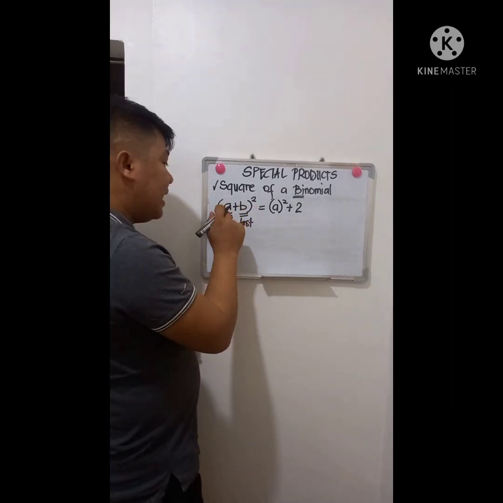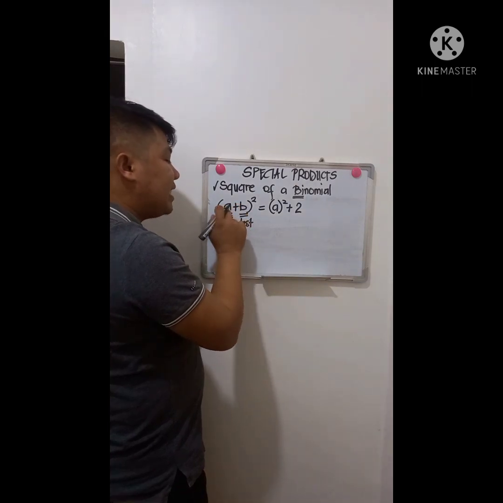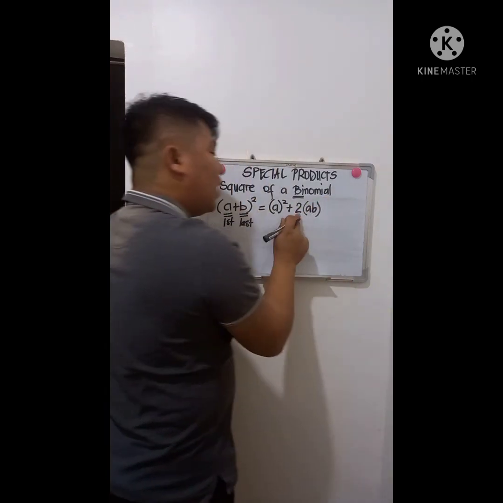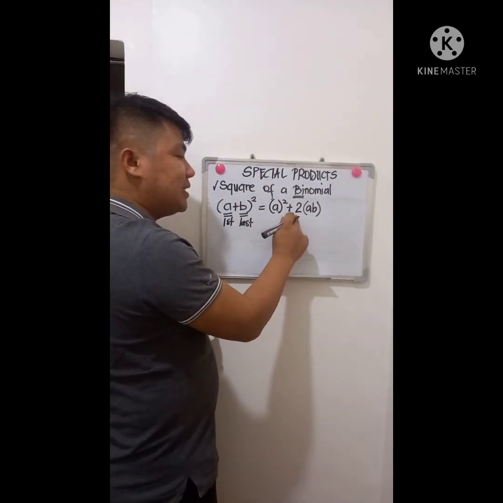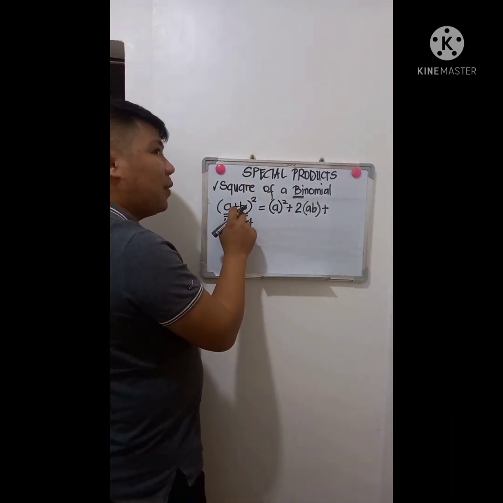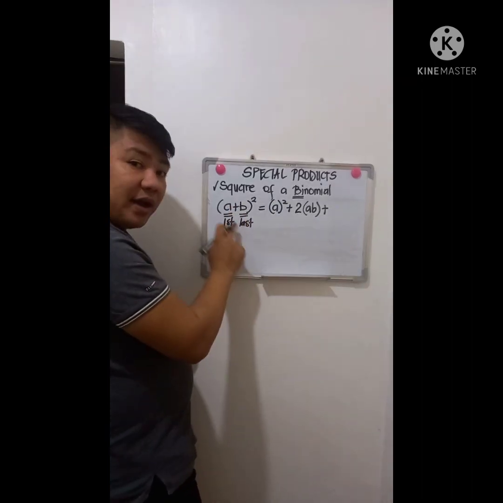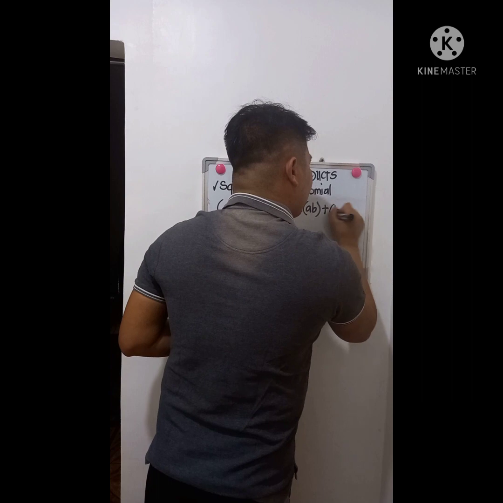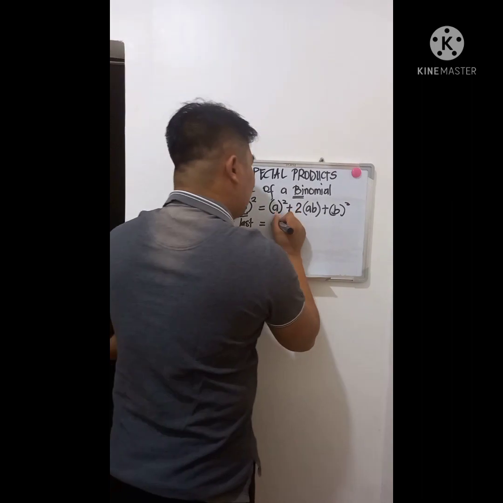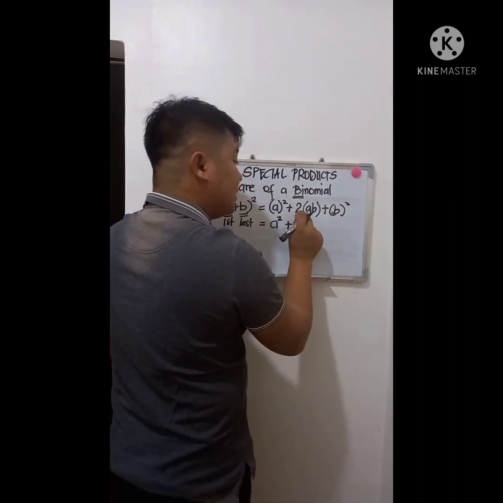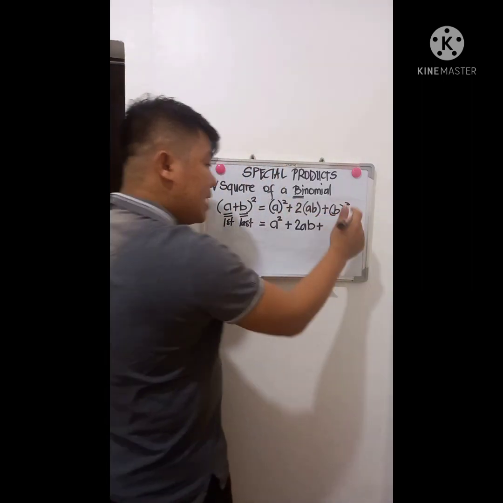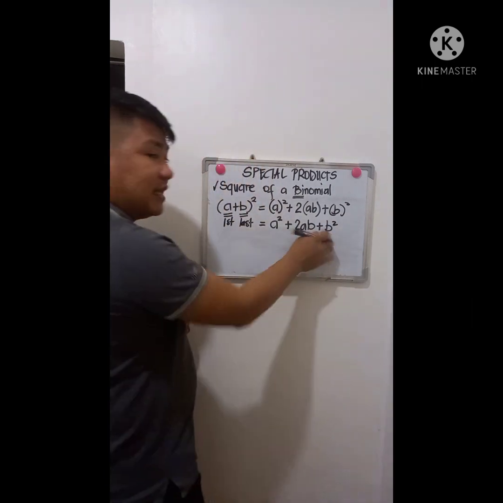We have to multiply the first and the last, a times b, then multiply it by 2. Yung twice dito is constant. Plus, since it's addition, the square of the last term. So it's b, then square of that. Then you have to simplify. You will get a squared plus ab times 2, that is 2ab plus b squared. So you have here your answer already.